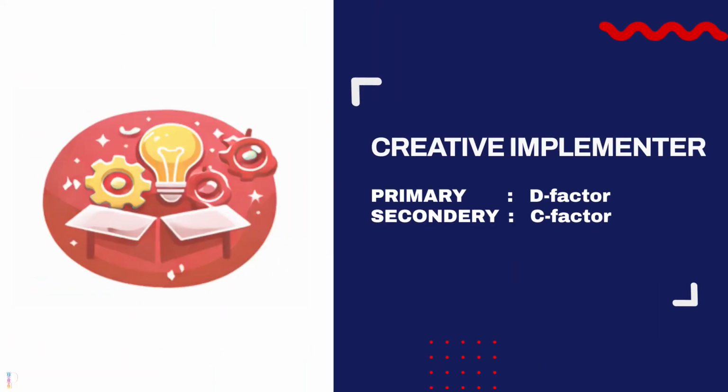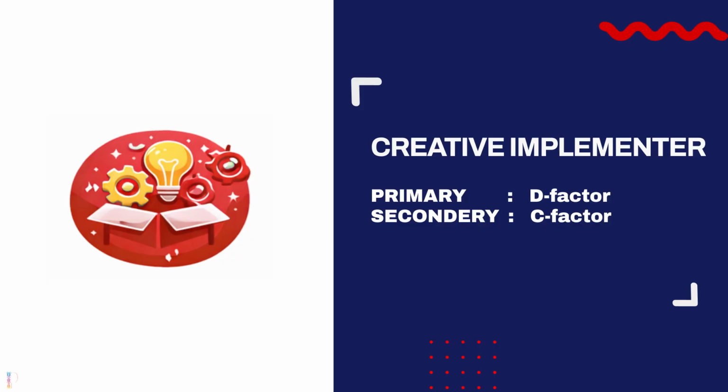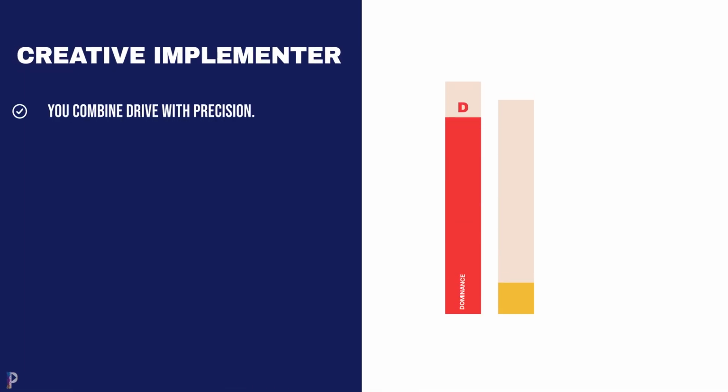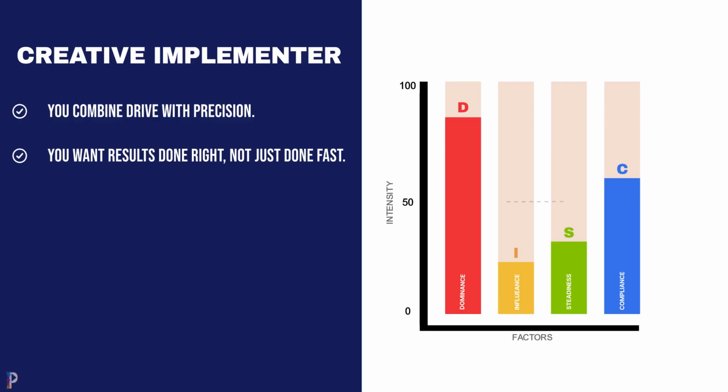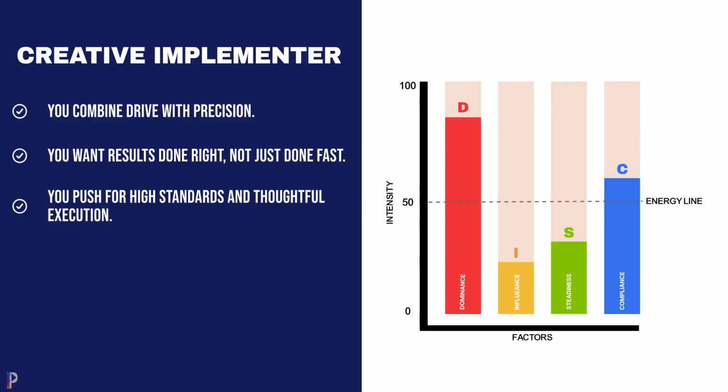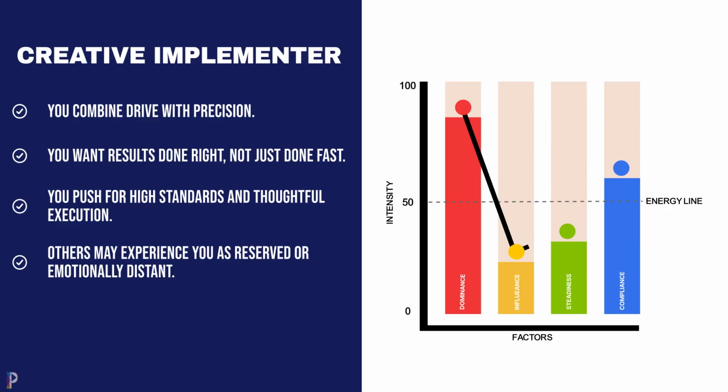If the D factor is the primary factor and the C factor is secondary, you are the creative implementer archetype. You combine drive with precision. You want results done right, not just done fast. You push for high standards and thoughtful execution. However, others may experience you as reserved or emotionally distant.